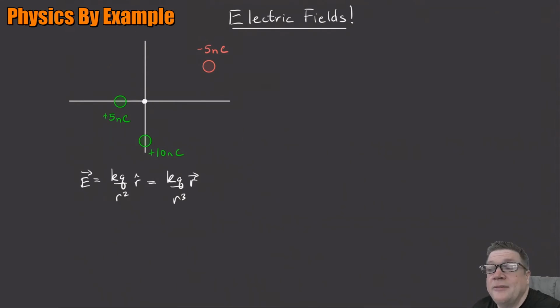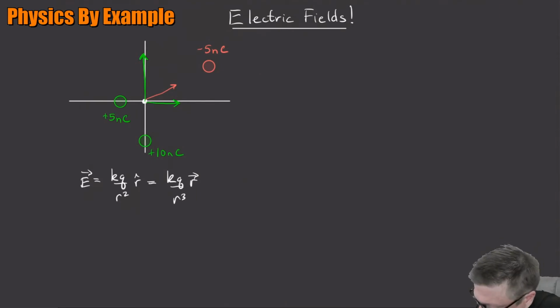So let's do that. Remember, what we're going to do is add the electric fields, add the vectors, for each of the 3 charges. We find the electric field due to this one, which points towards that charge because it's negative. Then the bottom one, the plus 10, points up. And the plus 5 points away from it. So at that point in space, I have 3 electric fields.